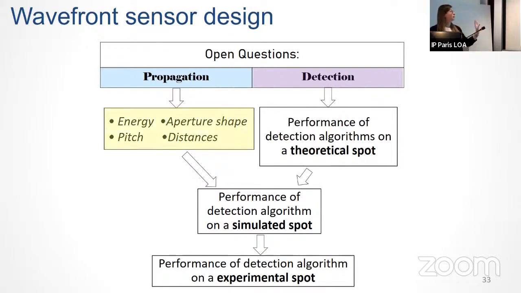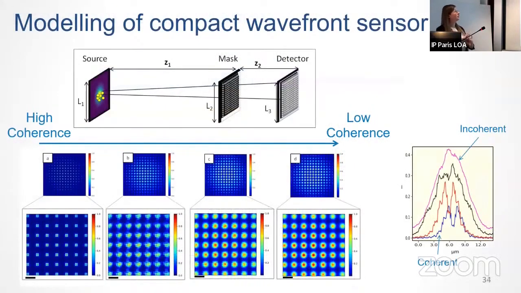Now I will start from the propagation related problems, so from energy and propagation distances. This is the model of a very simple Hartmann wavefront sensor where we have the mask in between the source and the detector. On the left, we simulate the image on the detector for a high coherence case, where you see the diffraction from each of the apertures of the Hartmann. Going to the right, we simulate lower coherence sources, and we see that the shape of each beamlet is changing due to the change of coherence of the incident beam.